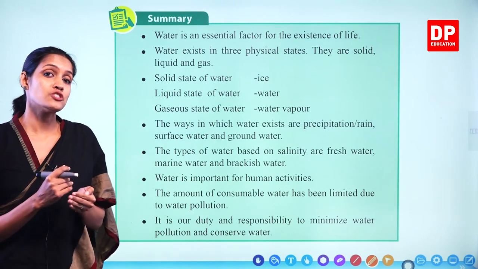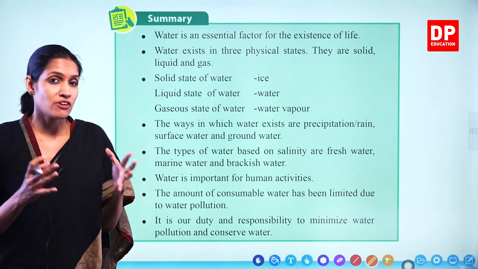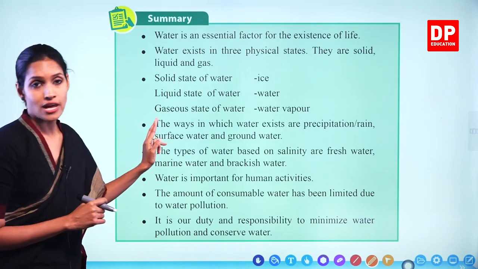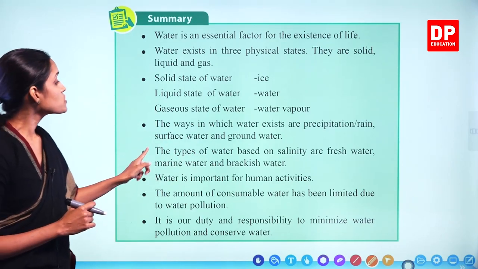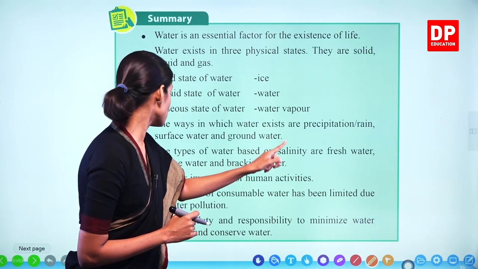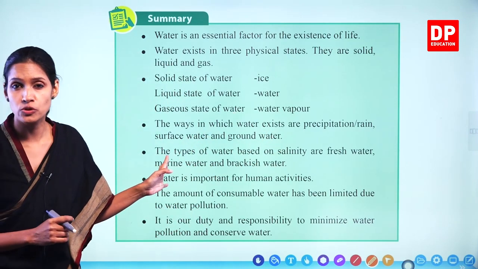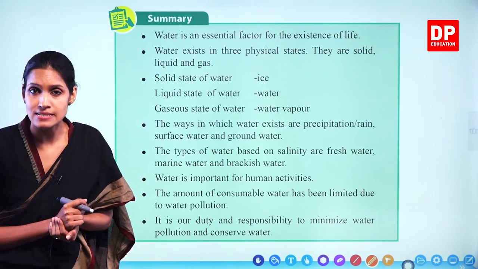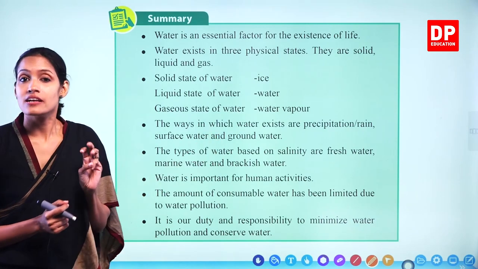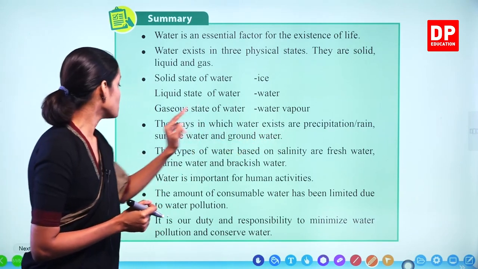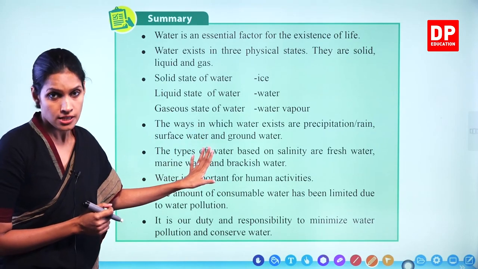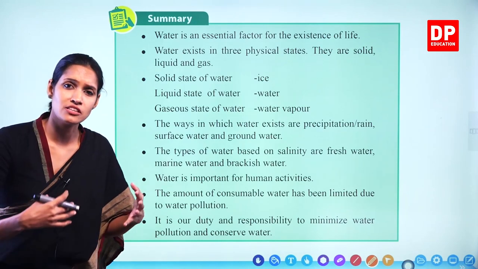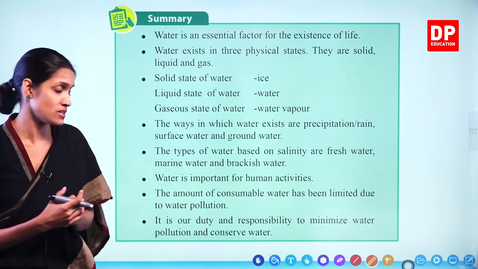We learned that based on availability, water can be divided into three main groups. That is precipitation, surface water and groundwater. The types of water based on salinity are fresh water, marine water and brackish water. We learned that the amount of salts dissolved in water is known as salinity. And based on salinity, there are three types of water called fresh water, marine water and brackish water. Understand? So water is important for human activities. We learn what are the uses of water in our day-to-day activities, right?